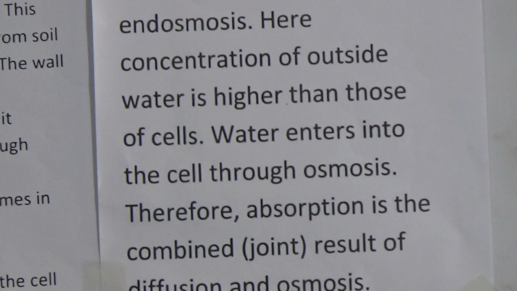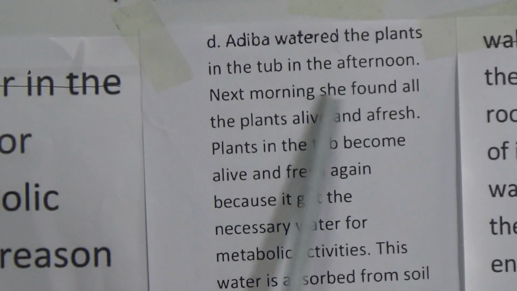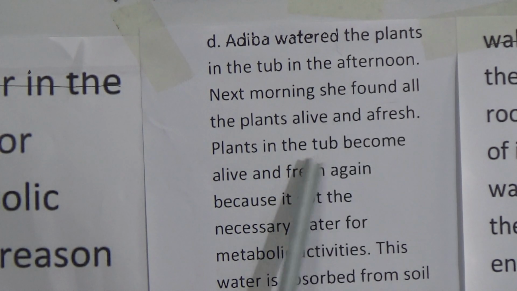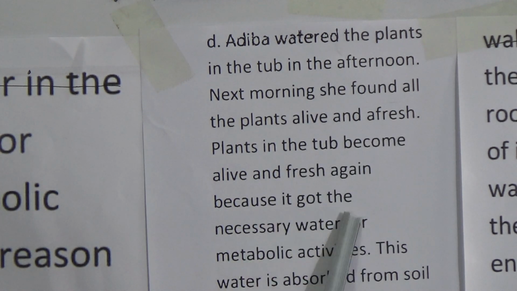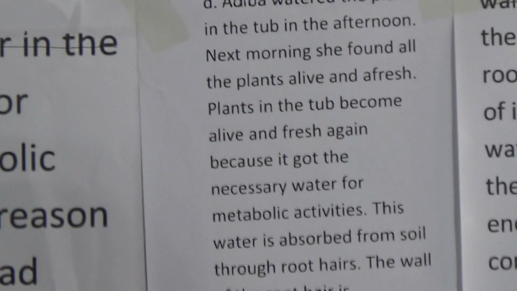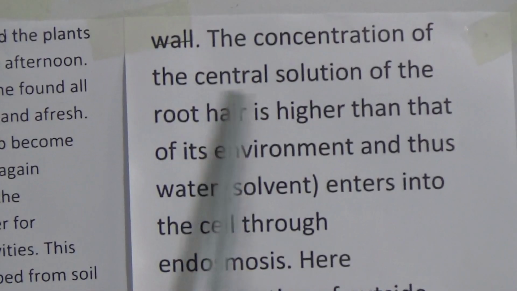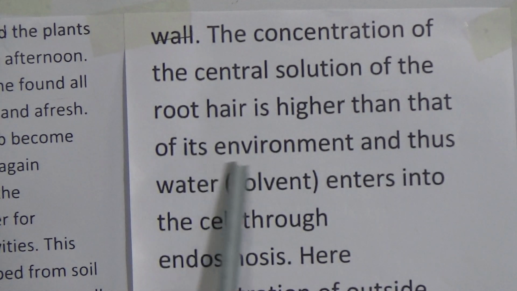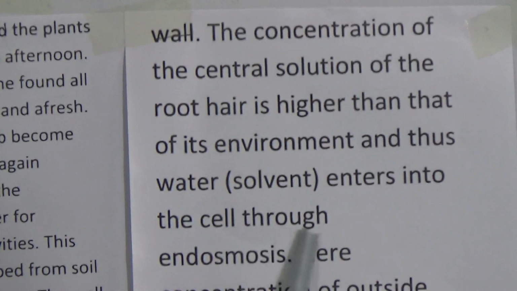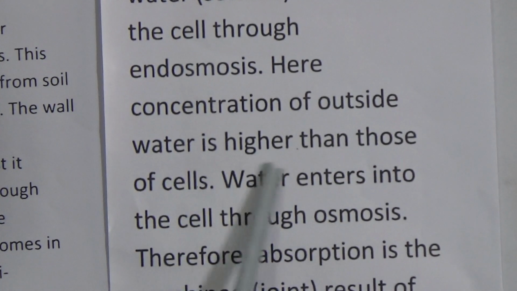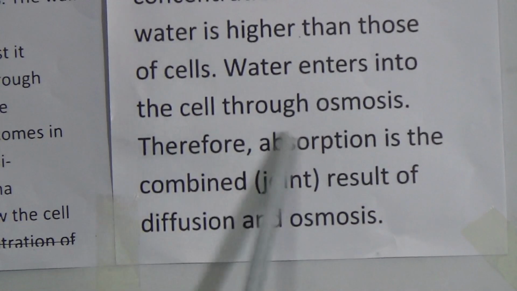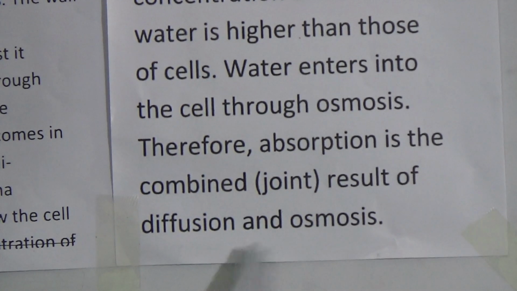My dear students, I repeat, Adiba watered the plants in the tub in the afternoon. Next morning she found all the plants alive and fresh. Plants in the tub became alive and fresh again because they got the necessary water for metabolic activities. This water is absorbed from soil through root hairs, and the wall of root hair is permeable. So first it absorbs water through imbibition, and the absorbed water comes in contact with the semi-permeable plasma membrane below the cell wall. The concentration of cell sap of the root hair is higher than that of its environment, and thus water enters into the cell through endosmosis. Here concentration of outside water is higher than that of the cells. Water enters into the cell through osmosis. Therefore, absorption is the combined result of diffusion and osmosis.